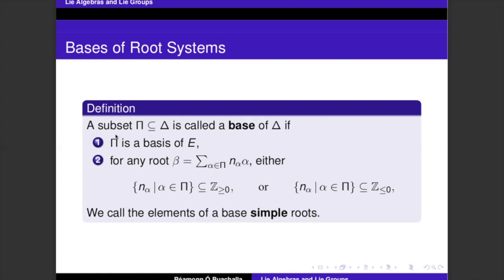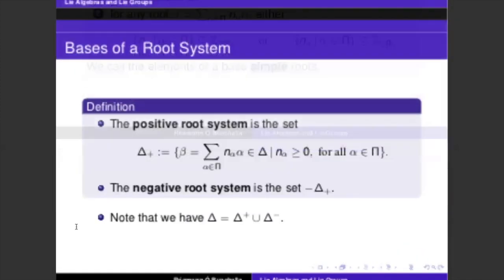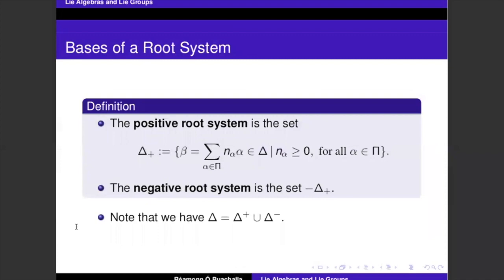Okay, so just to recap, a base is going to be a subset of a root system which is a basis, which spans the space and is linearly independent, and also spans the root system in this integer coefficient way, positive or negative. Now, with simple here, in the next slide, we're going to justify why we call these things simple roots. Sorry, no, in the slide afterwards.